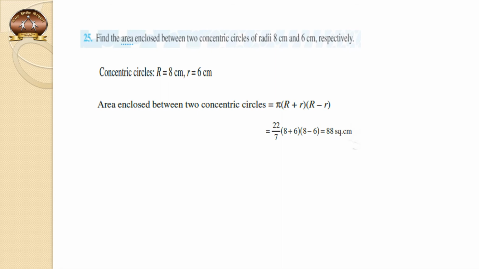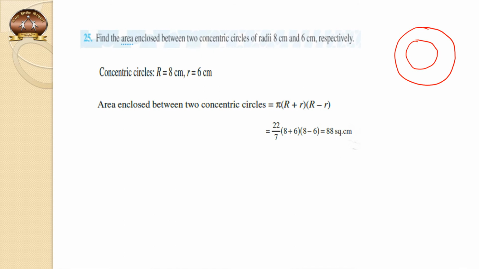So children, let us continue with one more question. Question number 25. It says that I have to find the area enclosed between two concentric circles of radius 8 centimeter and 6 centimeter respectively. So let us first know what are concentric circles. Two circles with the same center and different radii are known as concentric circles.